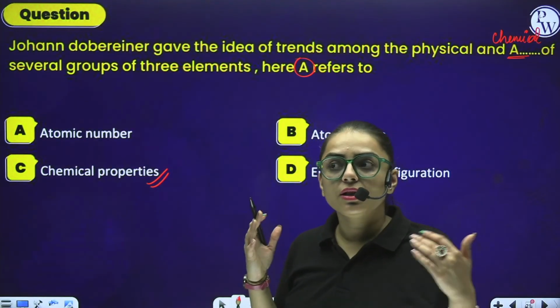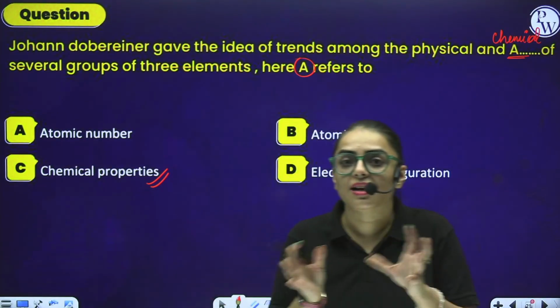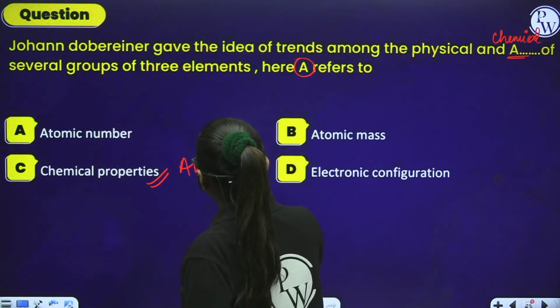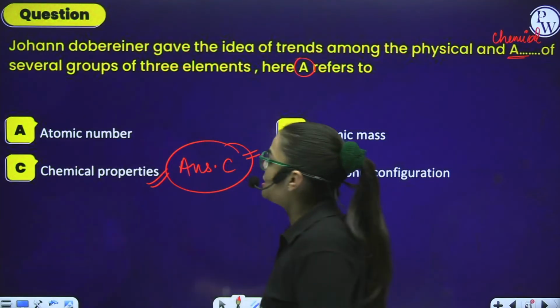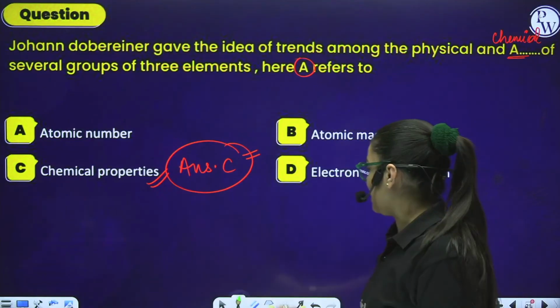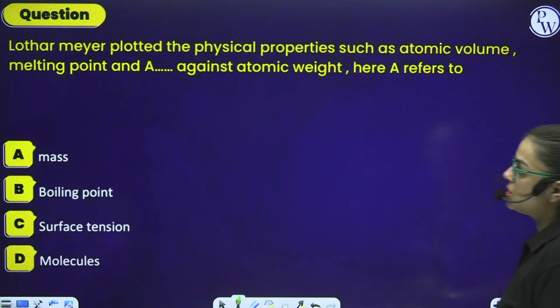They're asking why they are being classified. They are being classified on the same physical and chemical properties, no? So the answer over here comes out to be option C, students. Clear, everyone? That's great. Let us read the next question.